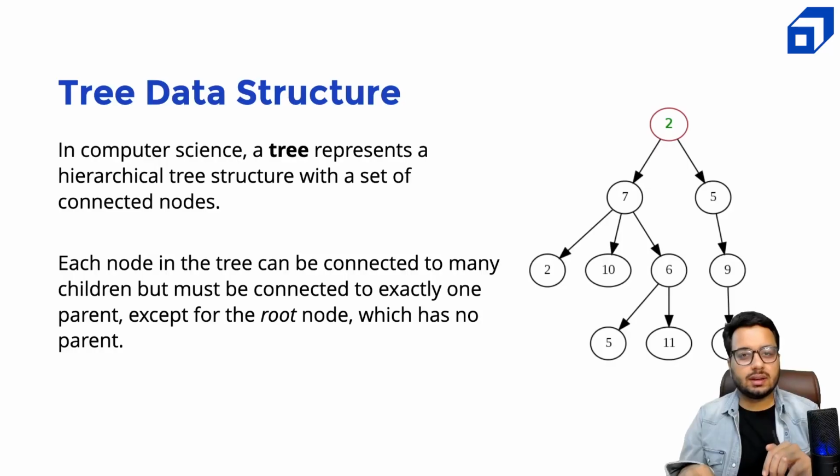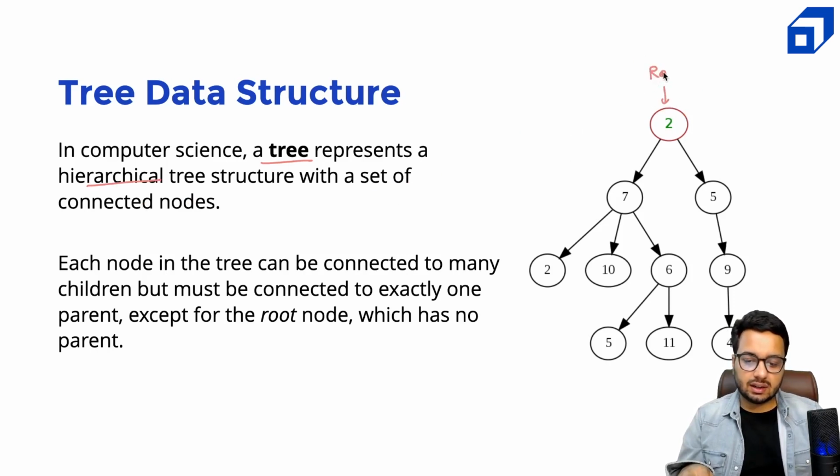Let's dive right in. Let us start the topic by understanding what is tree data structure. So in computer science, a tree represents a hierarchical structure with a set of connected nodes, right? So for example, if you look at this diagram, this actually represents a tree, and this node is the starting of the tree. It is called the root node, right? We will discuss where it can be useful.